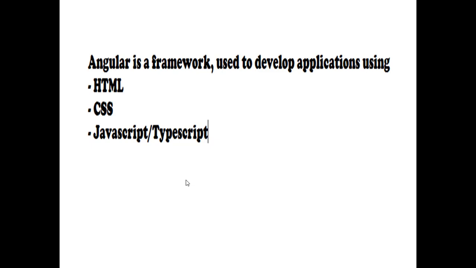Angular versions are backward compatible. That means Angular 5 is compatible with Angular 4, Angular 4 is compatible with Angular 2, and so on. But AngularJS is quite different from Angular 2. After Angular 2, all the versions are backward compatible.